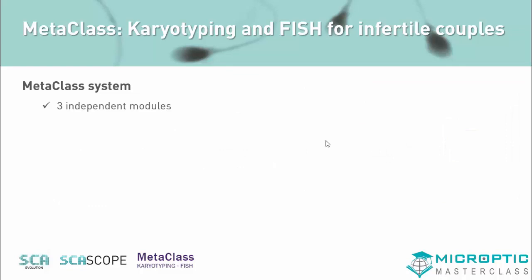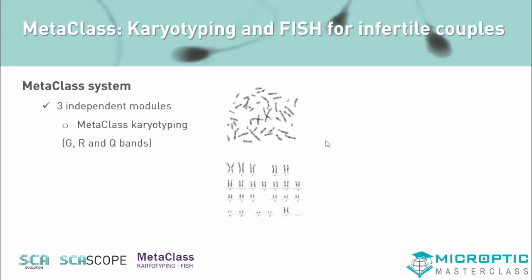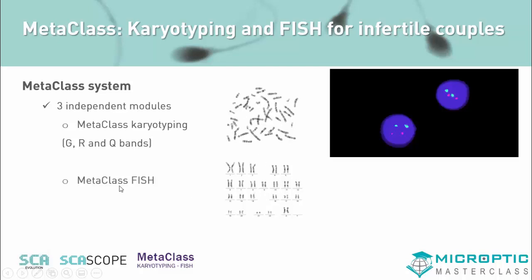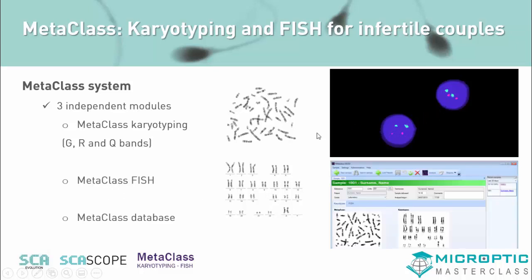And the MetaClass system has 3 independent modules. So the first module is the karyotyping that can analyze bands G, R, or Q, and from the metaphase will generate the karyotype. The MetaClass FISH that analyzes different images of fish in fluorescence. And finally, the MetaClass database, from which you can print reports, you can see all the different analyses, you start the analysis, and you have a database with all the analyses from all the patients.